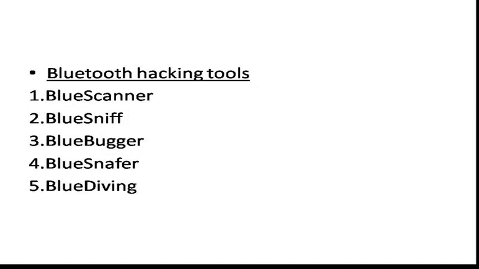So these are some of the Bluetooth hacking tools: scanner, sniffer, bugger, snarfer, and blue diving. The scanner, sniffer, and bugger are all used to detect any Bluetooth devices that are enabled nearby, and then without permission they will get the information. Now blue diving is used for testing whether the above tools are working properly or not.